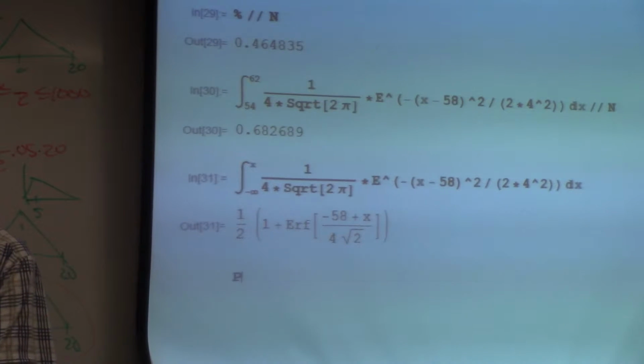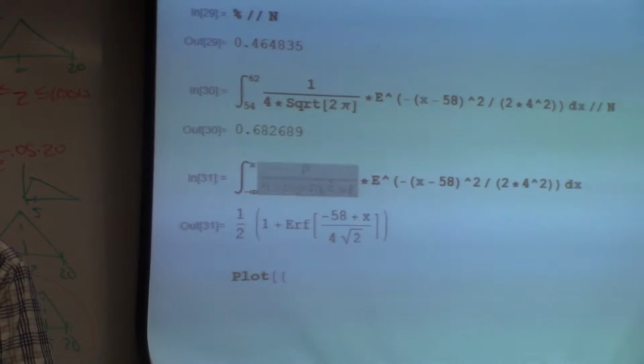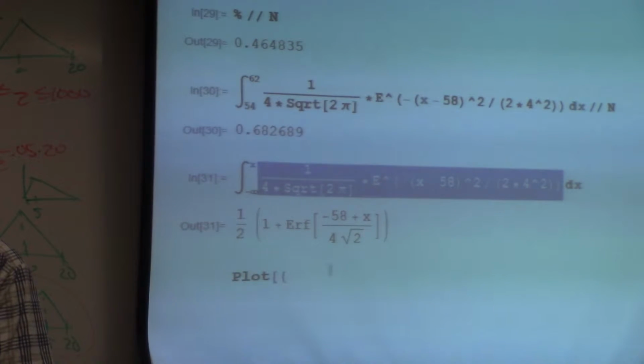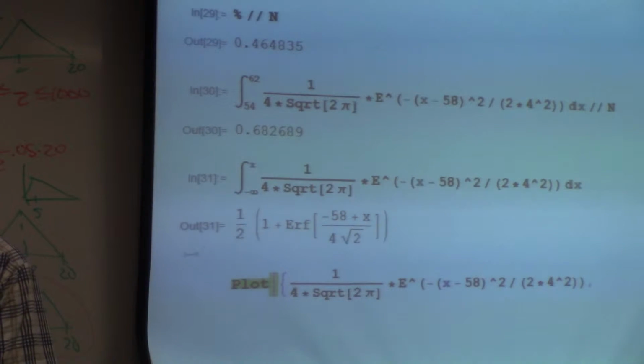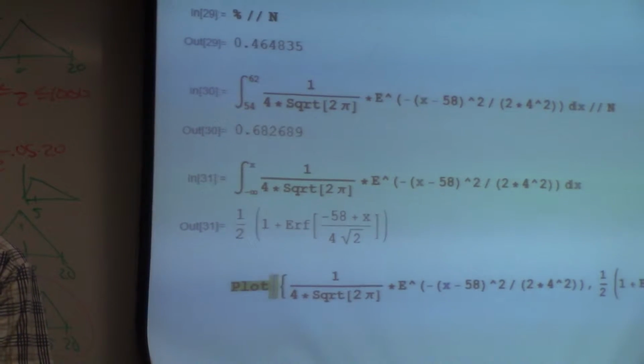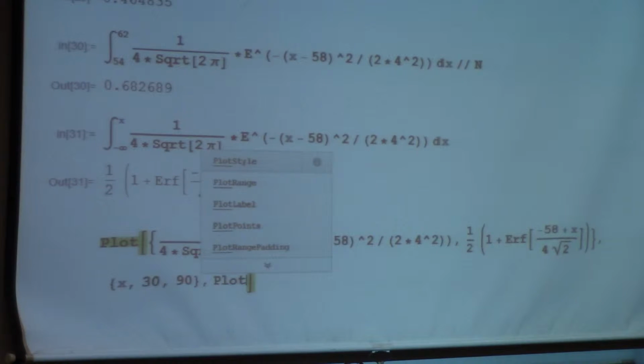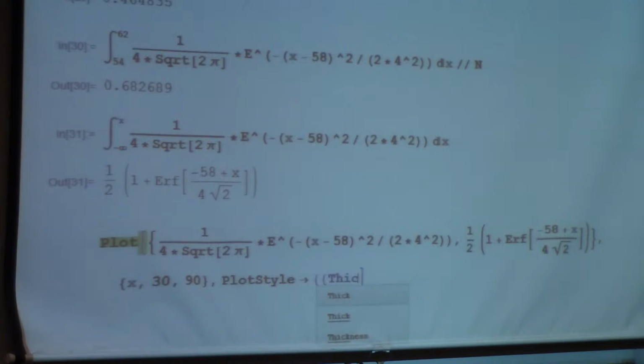And we could plot it. Let's plot both functions here. Do the magic of copy and paste. So here's your normal distribution right here. Copy and paste the CDF involving ERF right there. Graph this between, it's going to be most relevant to graph it close to 58. I'd like maybe 30 to 90. Let's make the PDF red and the CDF blue.